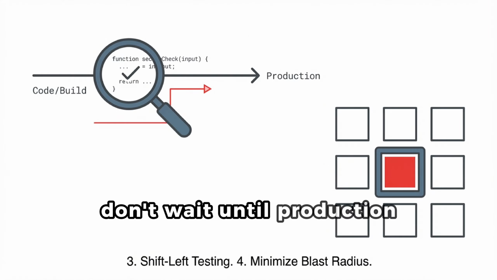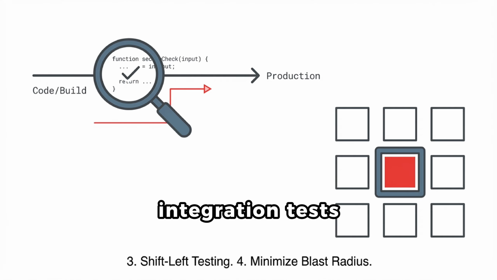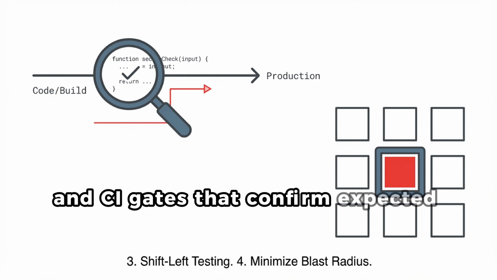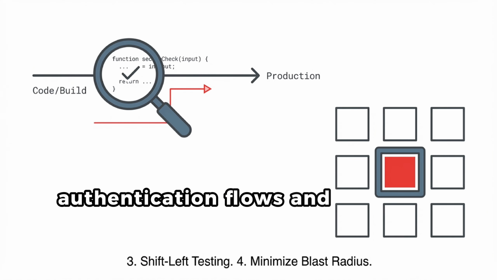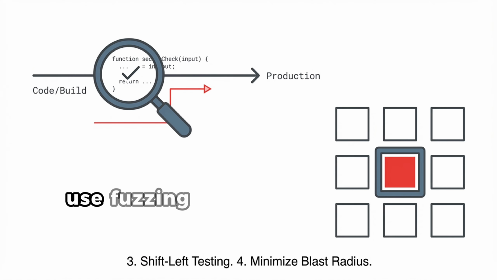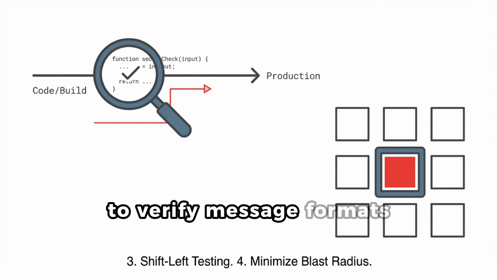Third, shift left testing of assumptions. Don't wait until production to discover that a library change broke your contract. Add unit tests, integration tests, and CI gates that confirm expected invariance, schema shapes, authentication flows, and privilege boundaries. Use fuzzing to probe parsers and contract checkers to verify message formats.